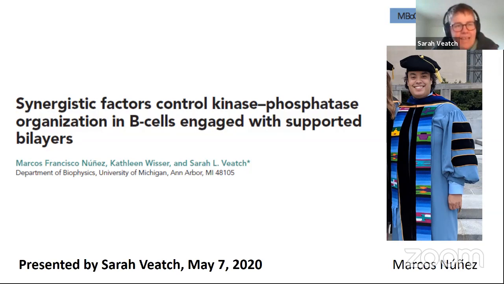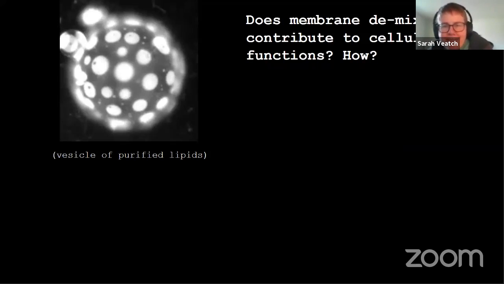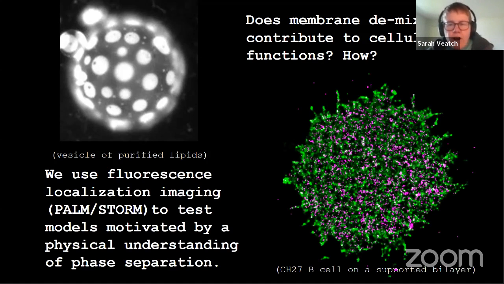But anyways, as I said, my lab is interested in understanding if and how this phase transition that happens in membranes, which causes these liquids to demix, could contribute to cellular functions. If it's there, how does it do this? Our main approach in the lab is to use fluorescence localization imaging, often referred to as PALM and STORM, to test hypotheses that come from this physical understanding of phase separation, but in the intact cell.